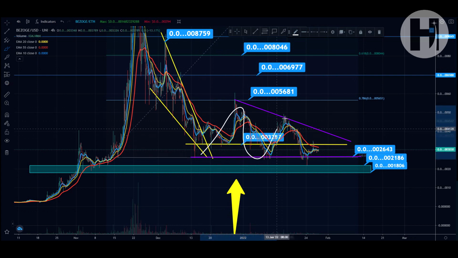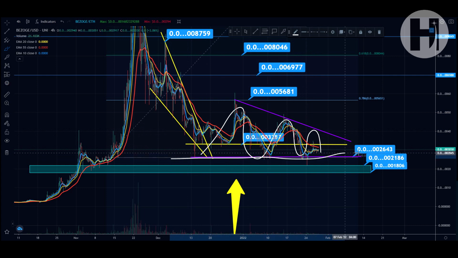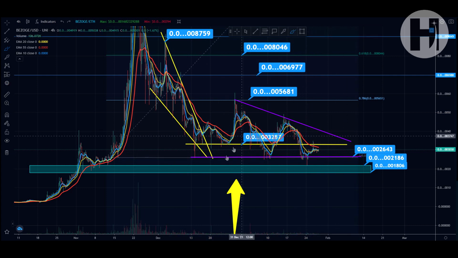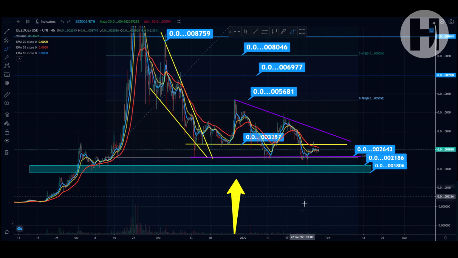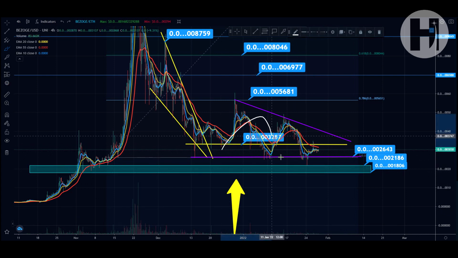We're printing lower highs and we're bouncing off this support line, as you can see. So the purple support and resistance lines represent a descending triangle, and usually you break to the downside from this pattern, but sometimes you actually break to the upside, but that doesn't happen too often. So we should be biased towards a breakdown to the downside.